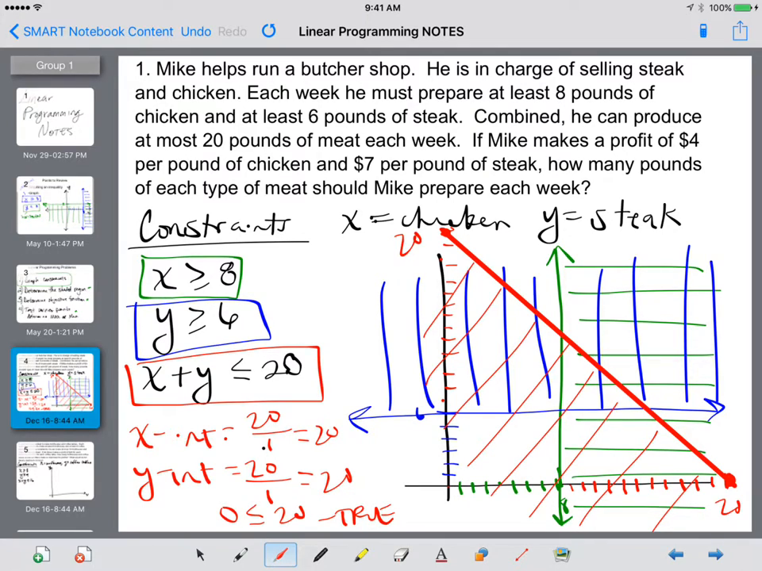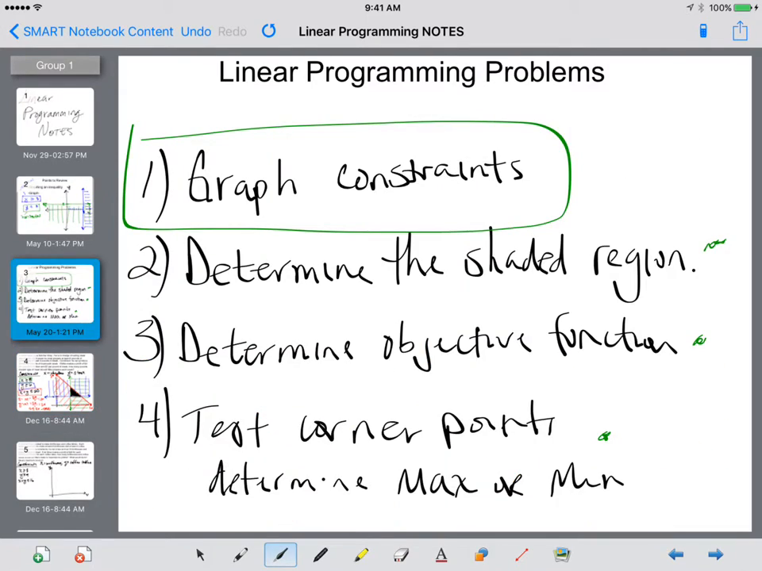And now I need to look where does the shading overlap. Where the red, blue, and green intersect. So my shaded region where all three intersect is right here. And I'm going to darken that. So if you need to pause it, go ahead. In which, there's my feasible region.